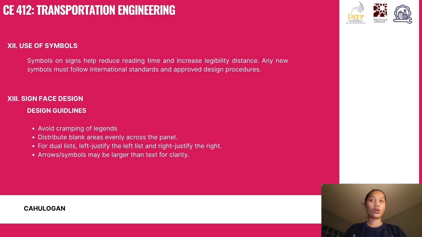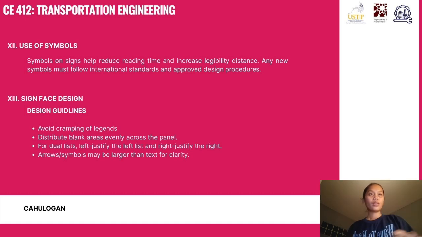Now for the use of symbols. A symbol is an important element of a sign since it helps drivers reduce their reading time, and it increases legibility distance. So if there are any symbols made or created, they must follow international standards and approved design procedures. Next is the sign face design.